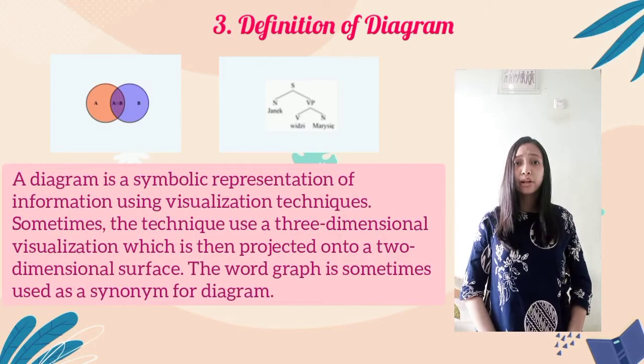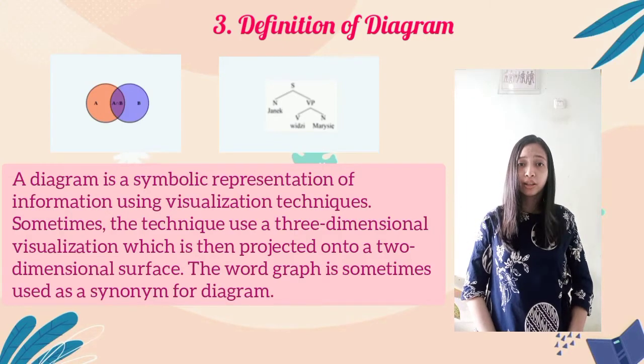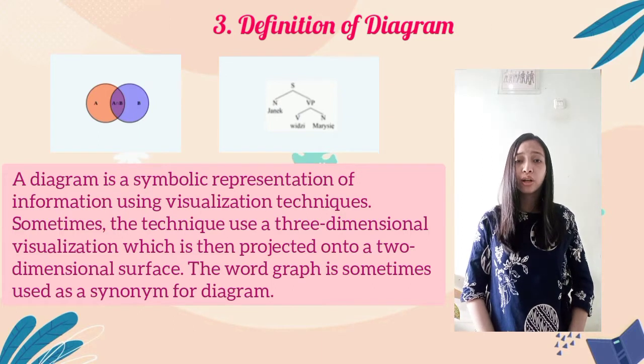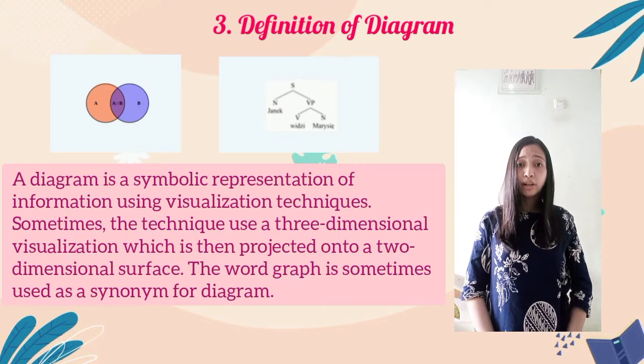A diagram is a symbolic representation of information using visualization techniques. Sometimes the technique uses a three-dimensional visualization, which is then projected onto a two-dimensional surface. The word graph is sometimes used as a synonym for diagram.